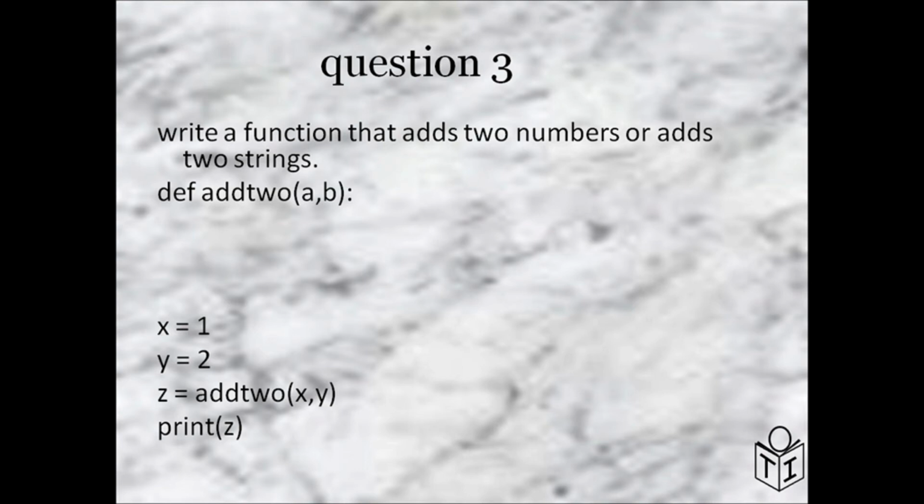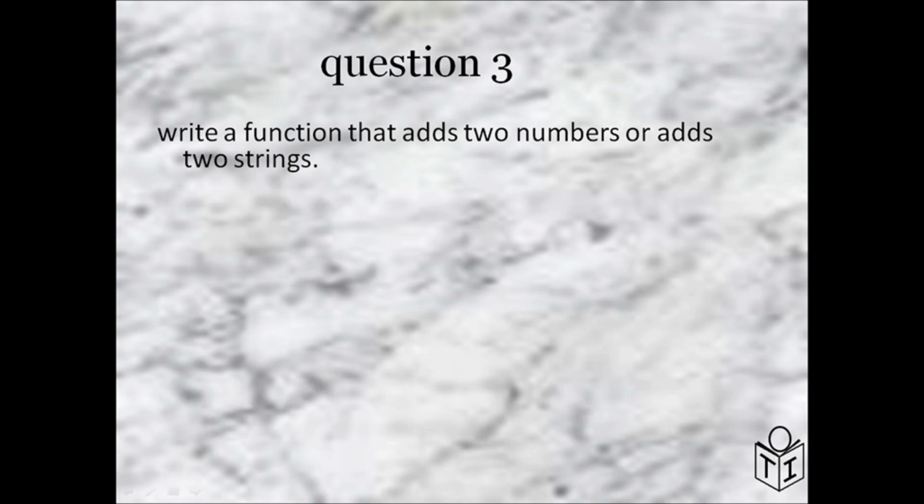So we define add2. In brackets we've got 2 things that we're going to receive, which are passed from the function when we called it, and here we're going to call them a and b. So we're going to add them together. We've got c equals a plus b, and then return c. So that returns c into z, which is the 2 numbers added together.